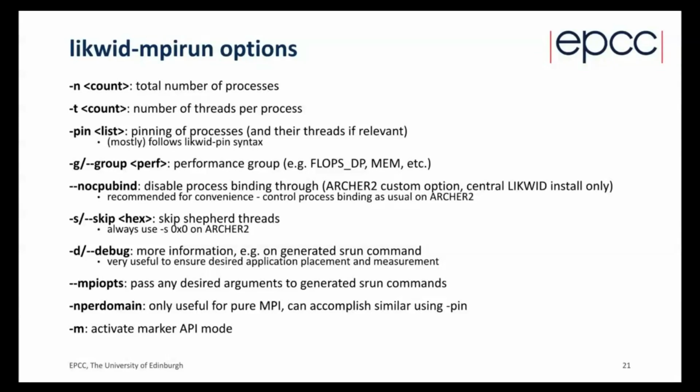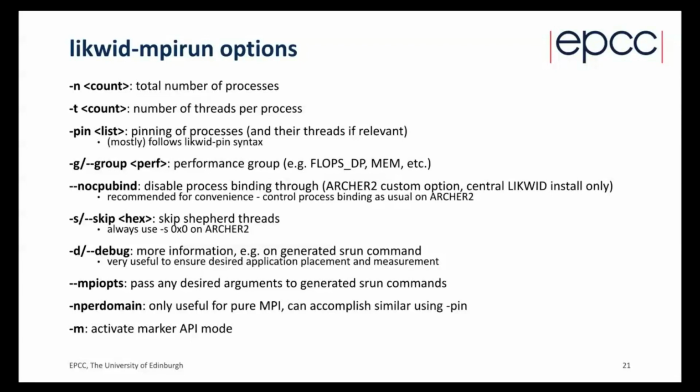Debug is useful because it gives you more transparency into what likwid-mpirun is actually doing. As we shall see in a few examples, we can use the debug option to understand how exactly likwid-mpirun is using srun and using likwid-perfctr in combination, which is important if you're going to take care to make measurements. The MPI opts option can be used to pass anything that you want to pass to the srun commands that likwid-mpirun generates. There's a pinning option, n per domain, which can be useful but only for pure MPI, and we accomplish similar in the example job scripts using -pin. Almost finally, -m activates the Marker API mode.